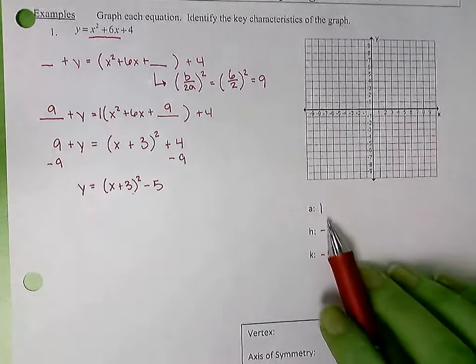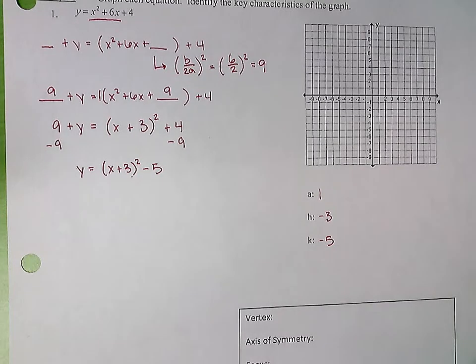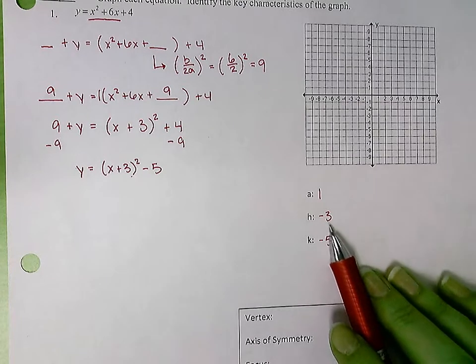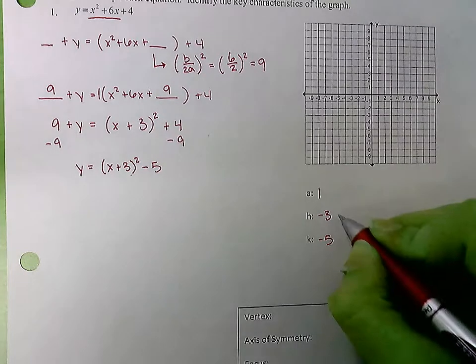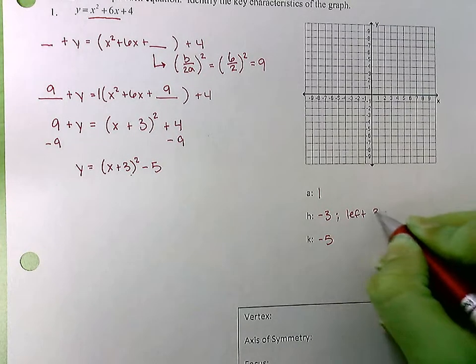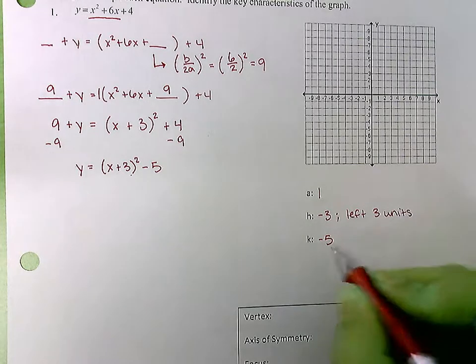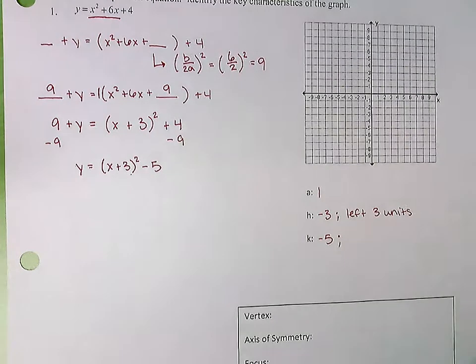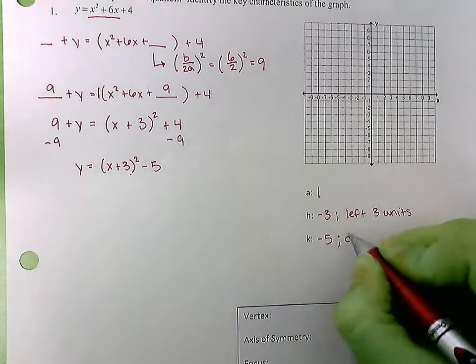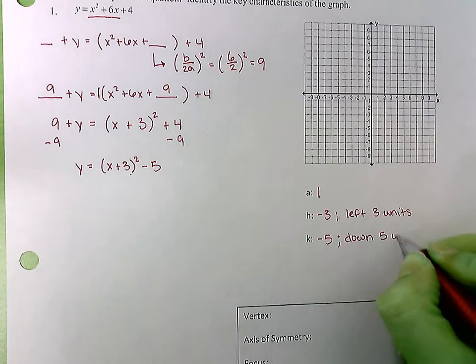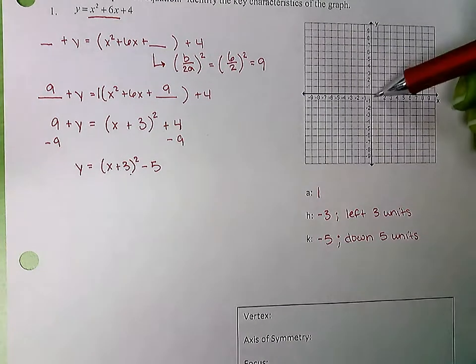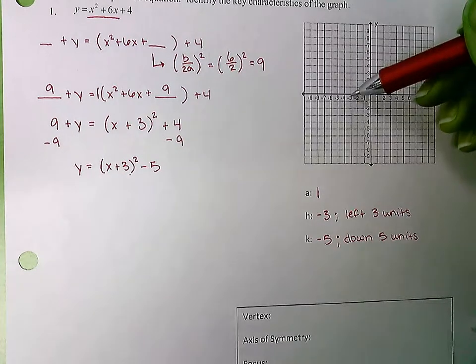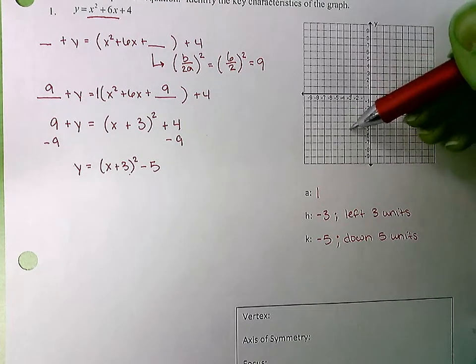This A value, since it's just 1, won't do anything to your parent function. H is going to move it left or right. If it's negative 3, which way am I going to move? Left. And then K is negative 5. Which direction should I move? Down. So from the origin, I'm left 3 and down 5 units.